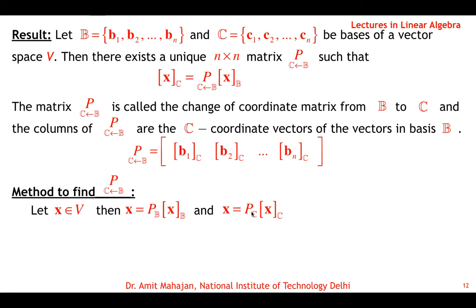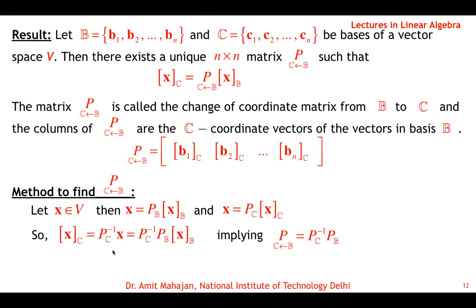If I now start from here and calculate the C coordinate of x, because P_C is invertible, it can be written as P_C inverse x. And because x from the first equation is P_B times the B coordinate of x, we can write it as P_C inverse P_B times the B coordinate of x. So this equation clearly suggests that the P B to C matrix is P_C inverse P_B. We can easily calculate it, in fact, by row reducing using the augmented matrix.